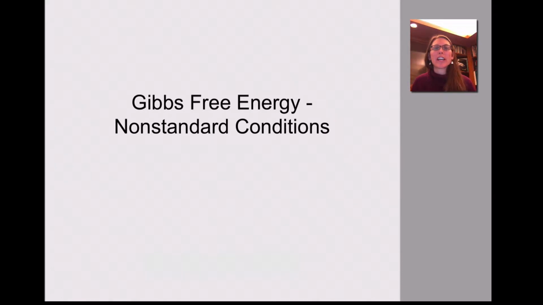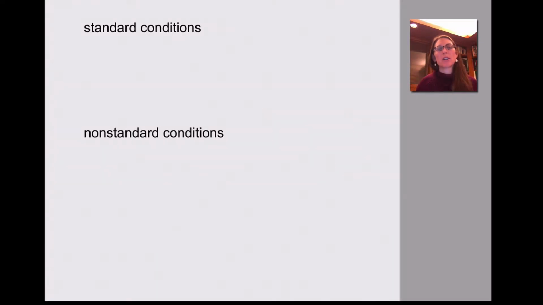Today we're going to be talking about Gibbs Free Energy under non-standard conditions. So we had previously talked about Gibbs Free Energy under standard conditions. And to remind you, our symbol for Gibbs Free Energy is delta G. And if we're talking about standard conditions, we put a little naught, a little circle up top, a little zero. So we've got delta G naught.